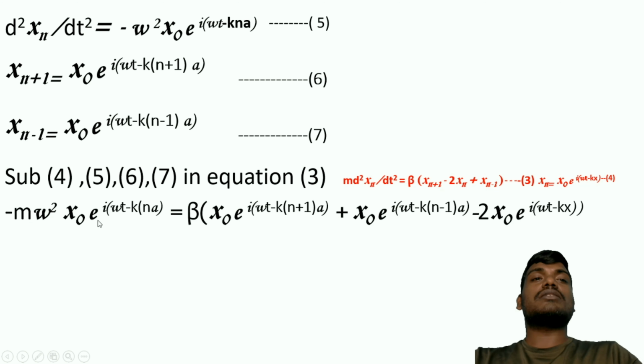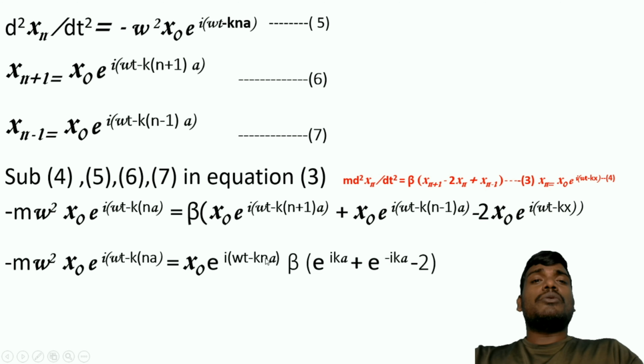Minus m omega square x naught e to the power of i(omega t minus kna) equals beta into x naught, this value being the same as it is. We write beta times x naught e to the power of i(omega t minus k(n+1)a) plus x naught e to the power of i(omega t minus k(n-1)a), same as this. Next, minus 2 x naught e to the power of i(omega t minus kna) from the fourth equation. Then solve the equation. Take x naught e to the power of i(omega t minus kna) common. Then the value on the left side and right side is the same.